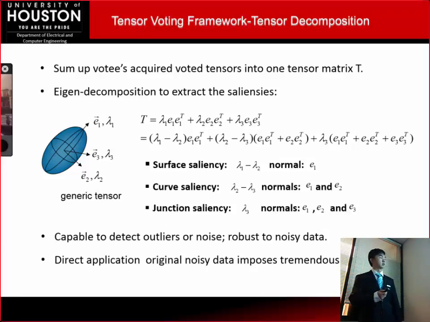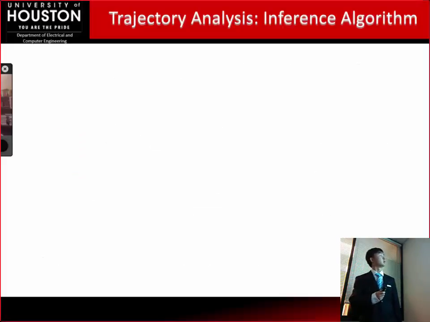So from here we can also discover the strength of the tensor voting method. It is capable of detecting outliers or noise, because if the three saliencies are very small and close to each other, then it will be classified as noise. So it's robust to noisy data. But if we directly employ this on very noisy data, it will have a lot of computation load.